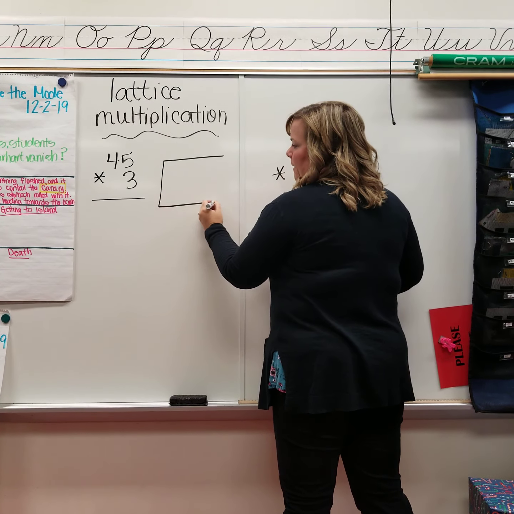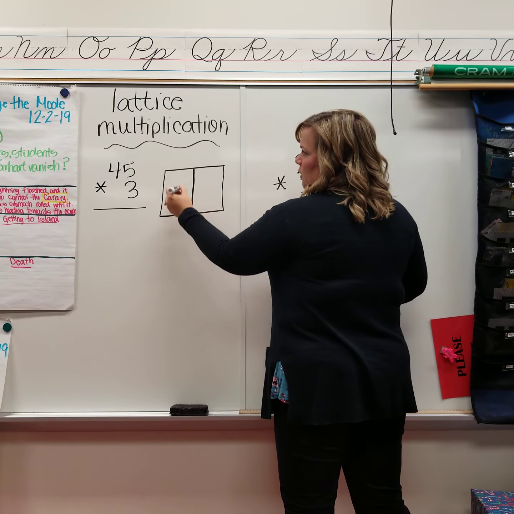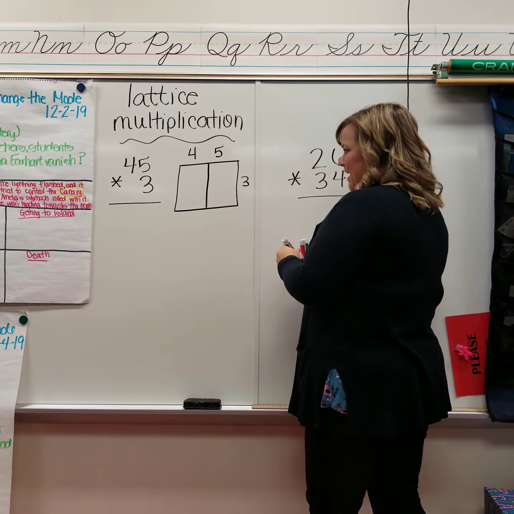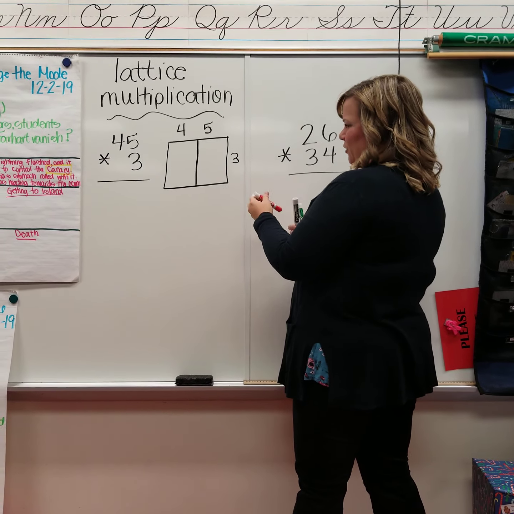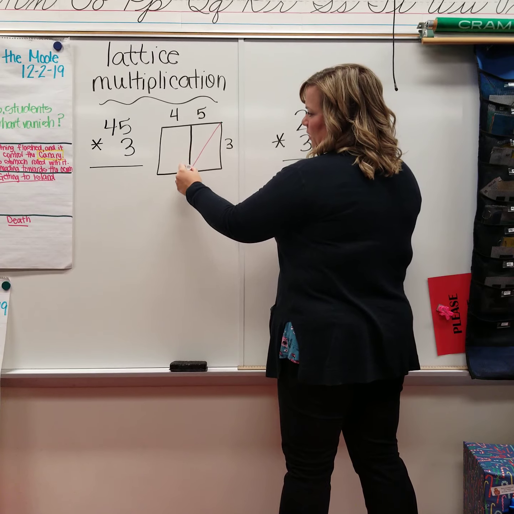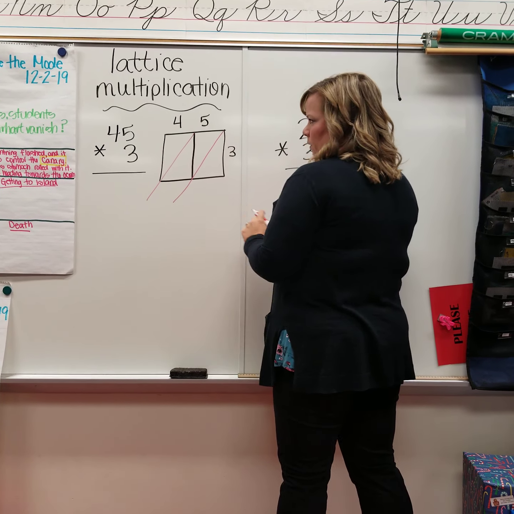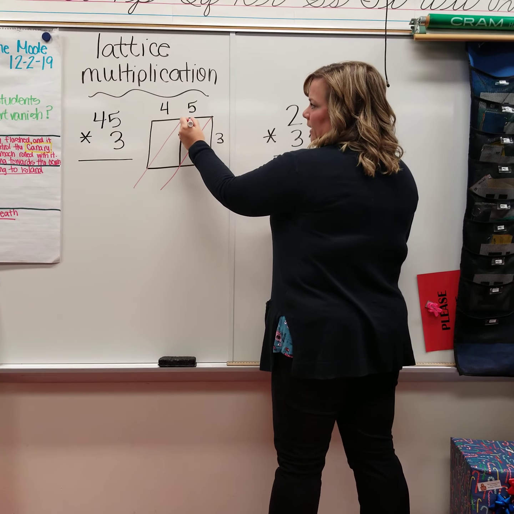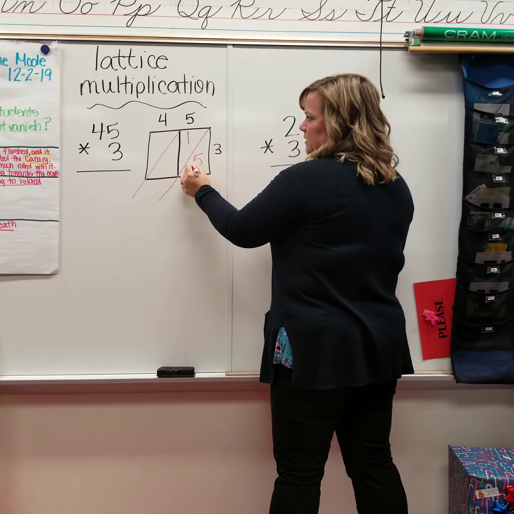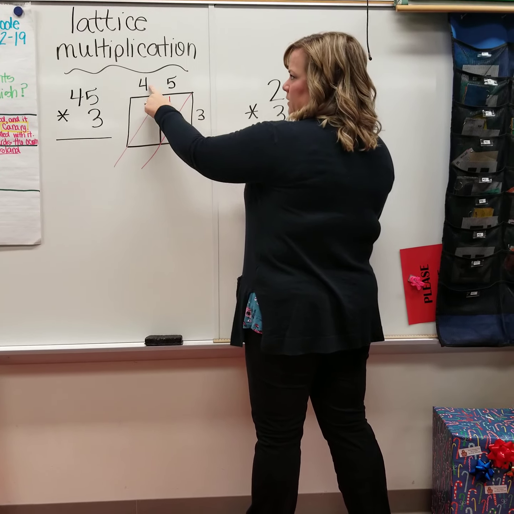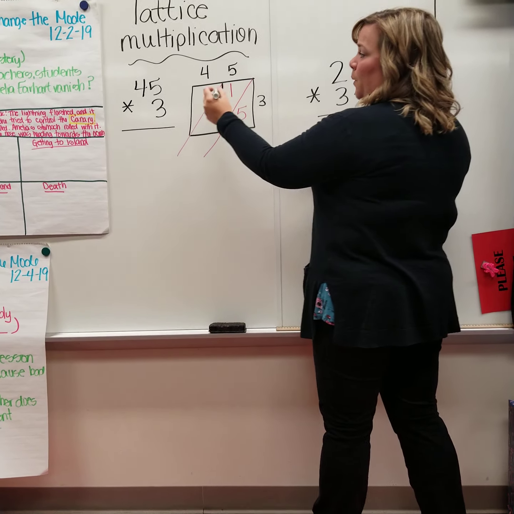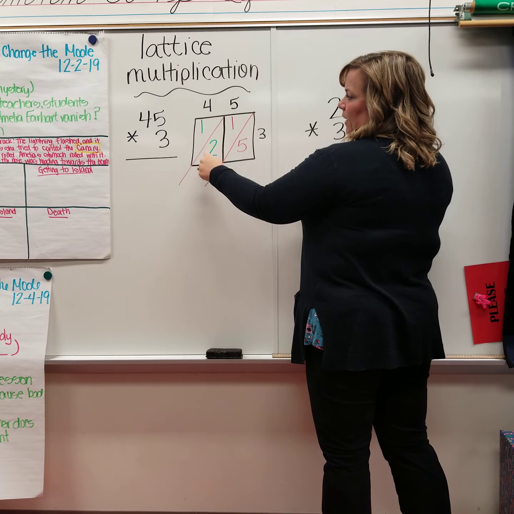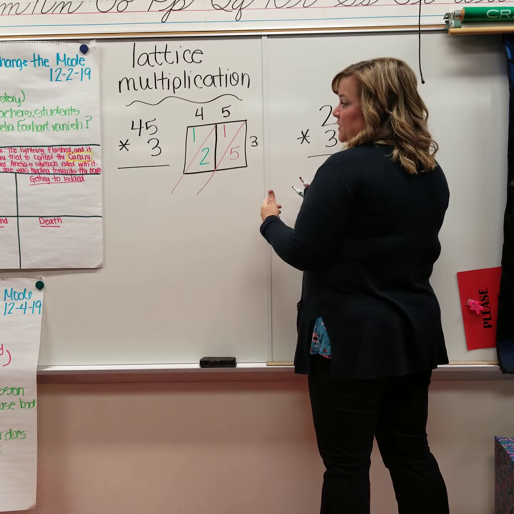We're going to draw a box this way. So we're going to put the 2-digit number 45 up here and the 3 here. Then with lattice, you're going to do a diagonal in each box. Okay, so we're going to start and do the 3 times the 5, that's 15. So I'm going to write it, my tens is up here and my ones is down here. Then I'm going to do 4 times 3, that's 12. Again, my tens is here, my ones is here. So I've got 4 times 3 is 12, 4 times 5 is 15.